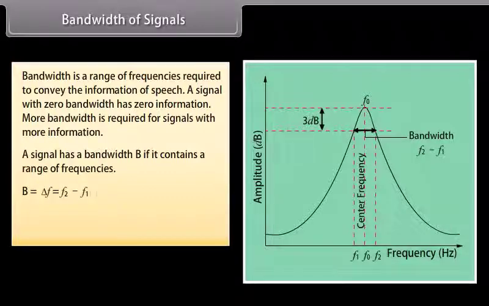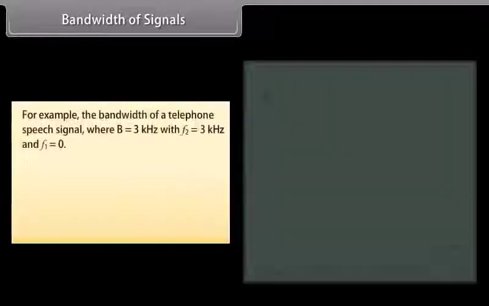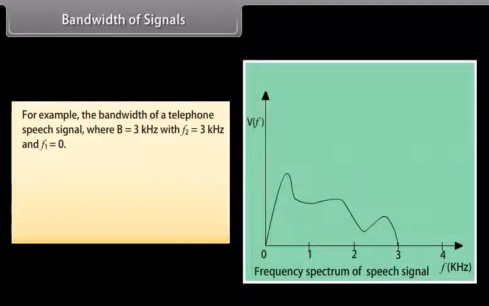B = ΔF = F2 − F1, where F2 is the highest and F1 is the lowest significant frequency of the signal. For example, the bandwidth of a telephone speech signal, where B = 3 kHz, with F2 = 3 kHz and F1 = 0.